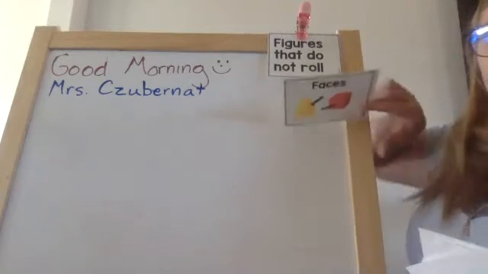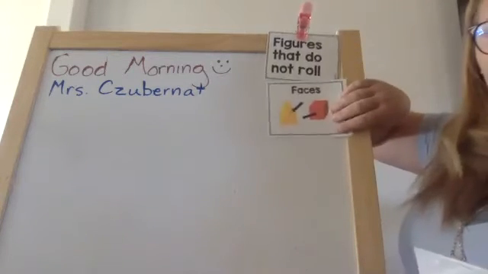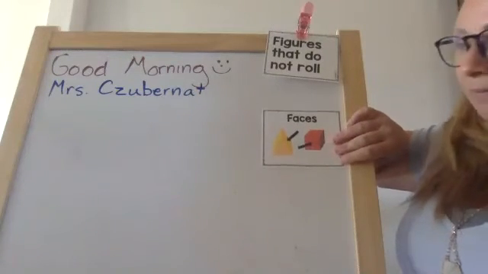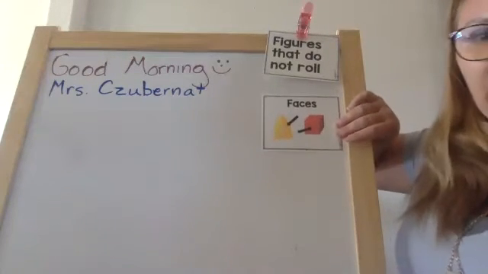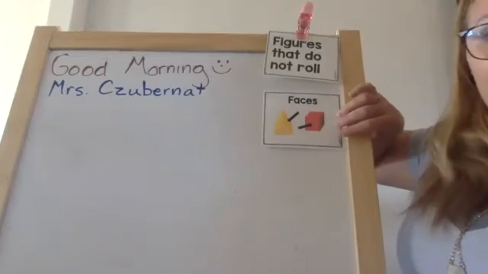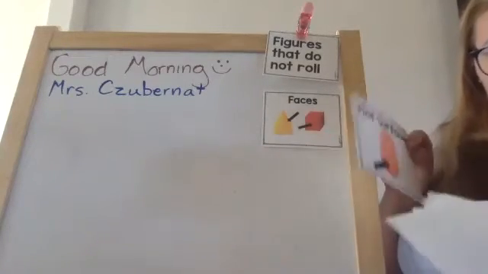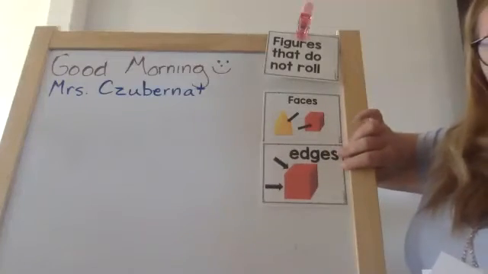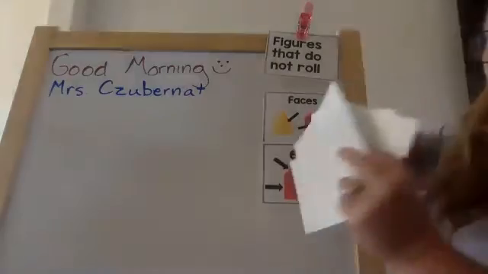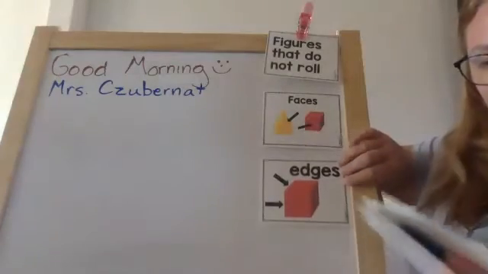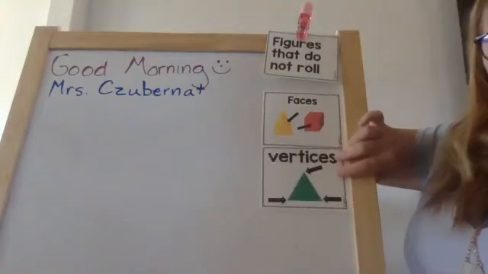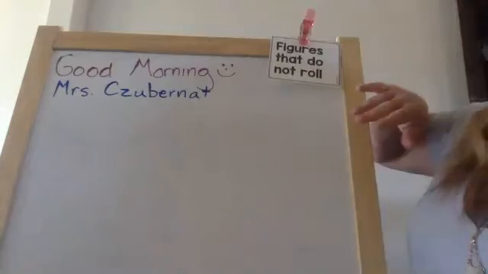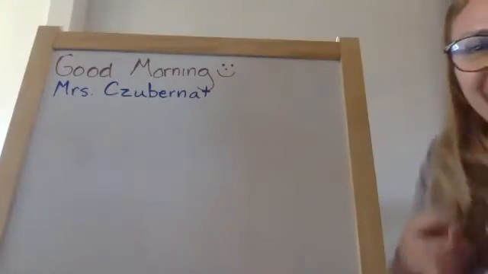But if the faces are flat, like in this triangular prism or this cube, they cannot roll. They do not roll. They're not able to. Another way to call it is edges. They're faces, and then the sides are called edges. Oh, here's the green triangle. Vertices is more than one vertex.